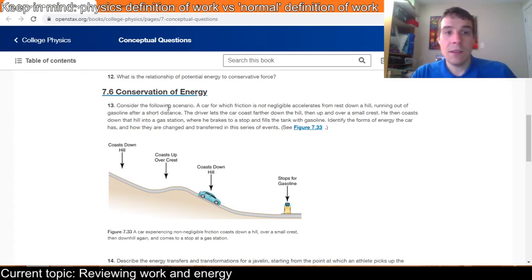So it says here, consider the following scenario. A car for which friction is not negligible accelerates from rest down a hill, running out of gas after a short distance. The driver lets the car coast further down the hill, then up and over a small crest. He then coasts down that hill into a gas station where he brakes to a stop and fills the tank with gasoline. Identify the forms of energy the car has and how they are changed and transferred in this series of events. So that's work and energy.